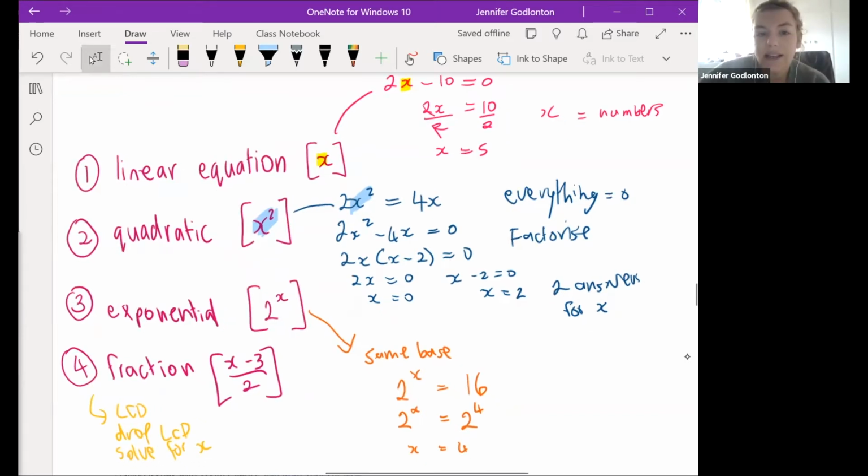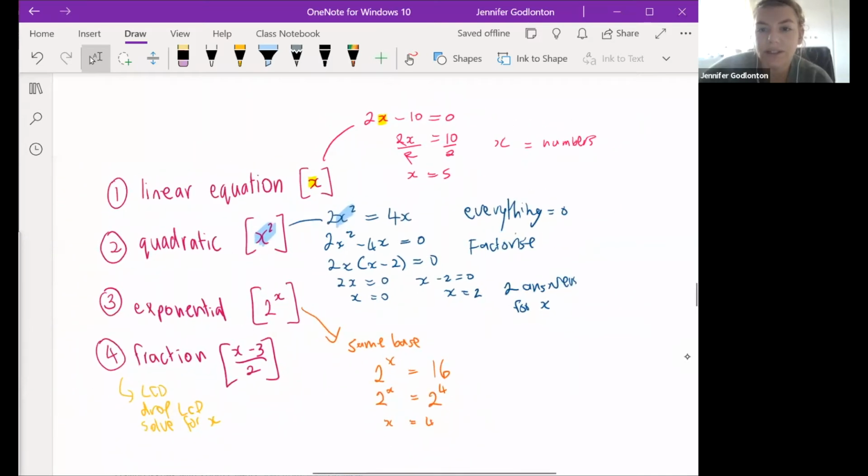Okay, so this is a very short summary of all the different equations that you deal with in grade 9 and what we do when we deal with them. So if it's a linear, we want to get x's on one side, numbers on the other side. If it's quadratic, we want to move everything to one side and make it equal to 0. If it's exponential, we want to get them to have the same base as each other. And if it's a fraction, we want to get an LCD.